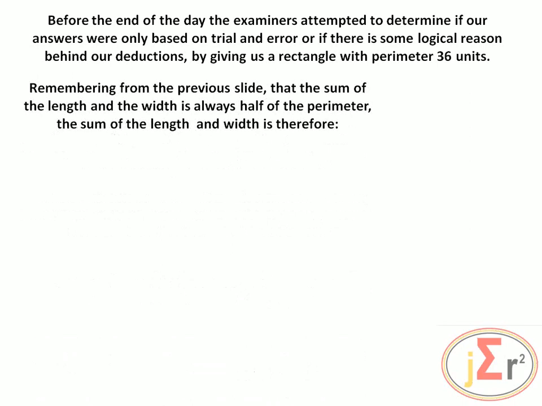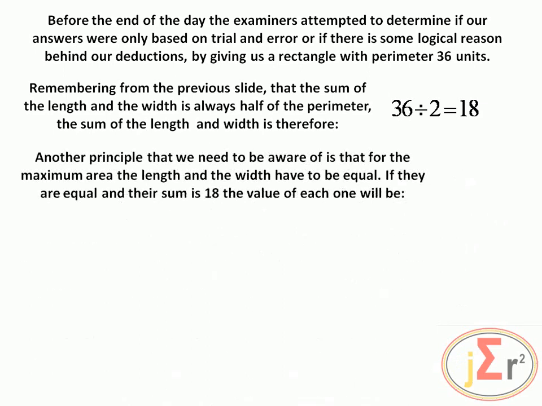Remembering from the previous slide that the sum of the length and width is always half of the perimeter, the sum of the length and width is therefore what? Half of the perimeter, half of 36, is equal to 18. Do not forget that the sum of the length and the width is half of the perimeter.